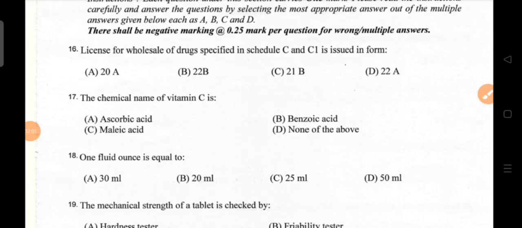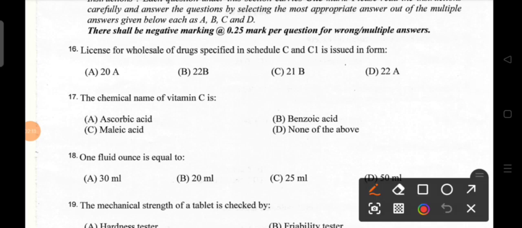What is the chemical name of vitamin C? Options are ascorbic acid, benzoic acid, malic acid and none of the above. So the correct answer will be ascorbic acid, which is called vitamin C.